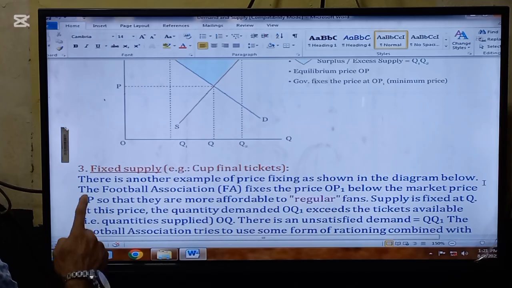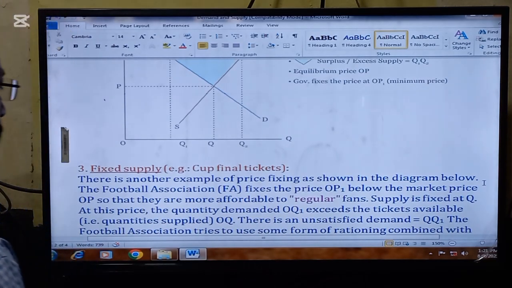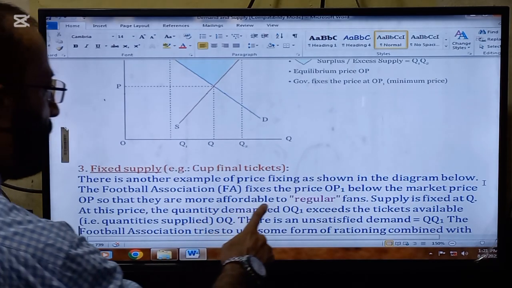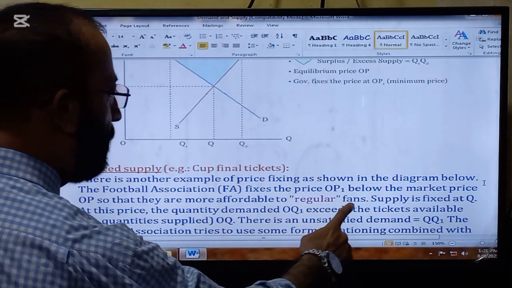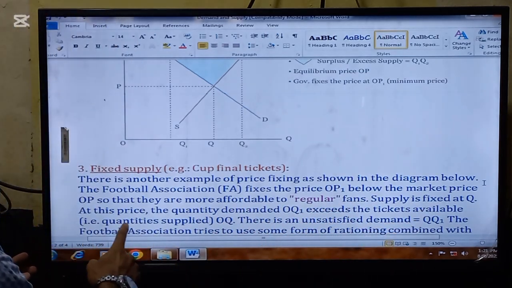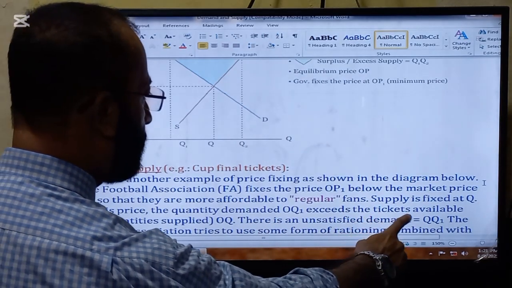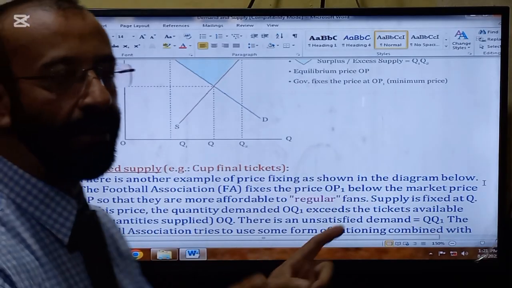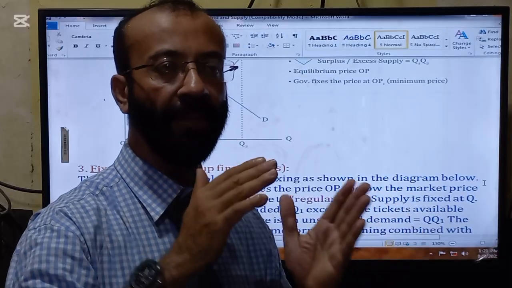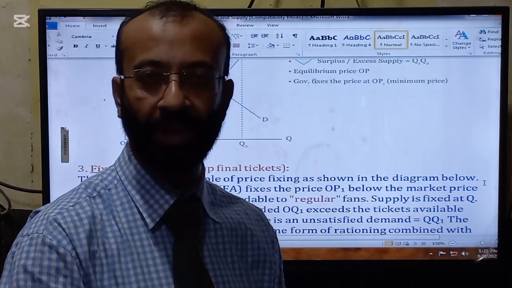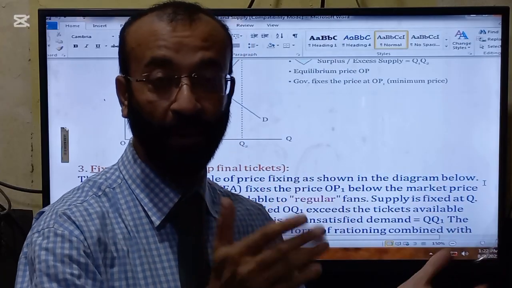The next example is the fixed supply, for example, World Cup final tickets of football or cricket or hockey. So there is another example of price fixing as shown in the diagram below. The Football Association fixes the price OP1 below the market price so that tickets are more affordable to regular fans. Supply is fixed at Q1. Because the number of seats is fixed in this stadium, supply is fixed. But the price set by the Football Association is below the market price to encourage the fans to come to the stadium and watch the match.